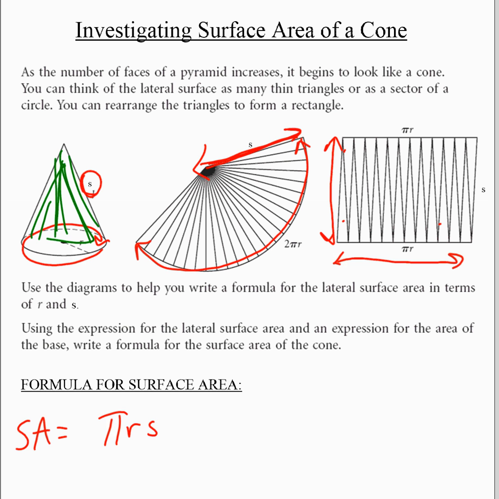But there's another part of the surface of a cone that we need to think about, and that is the circle that's on the bottom of this cone. And that, because it's a circle, is pi r squared.